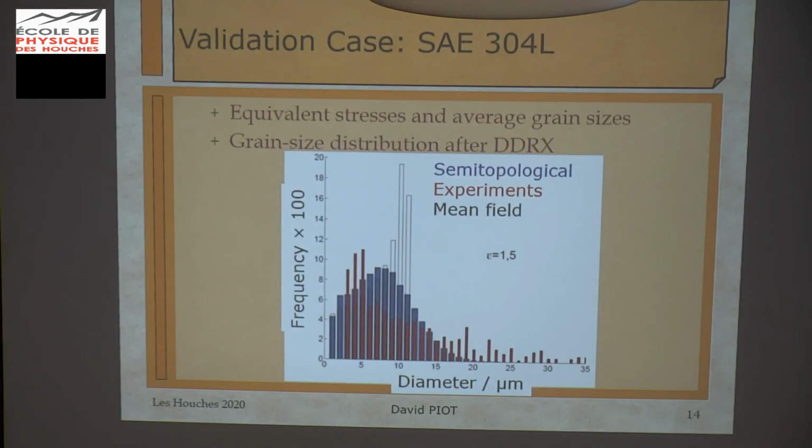Here is a validation case concerning 304 steel. We have equivalent stresses and average grain sizes with the standard mean field model. But for the grain size distribution, here you have the standard mean field. In red, the experimental, and in blue, what we obtained with the semitopological model, so it's much better.